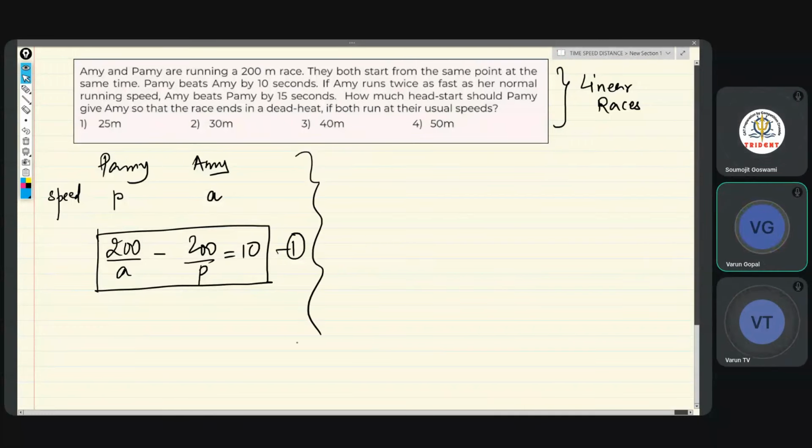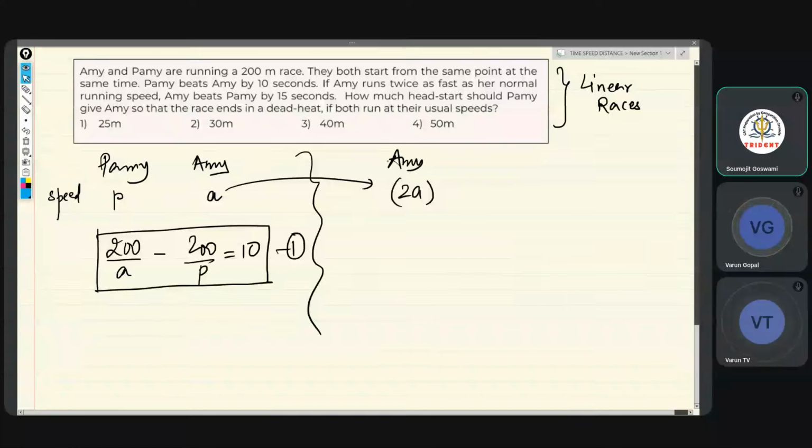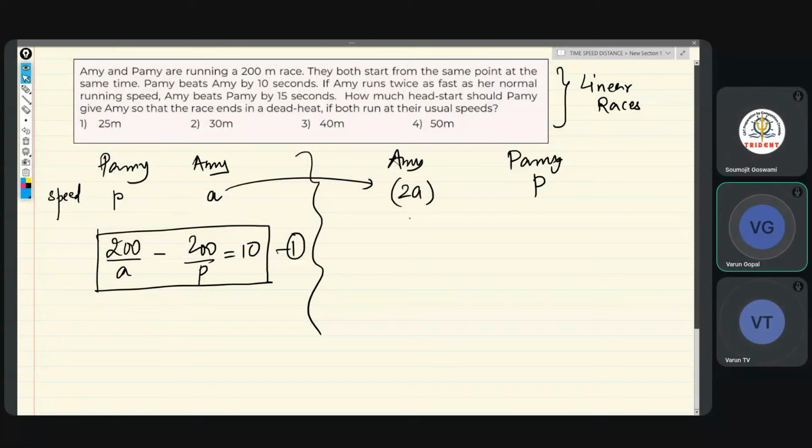Amy runs twice as fast, so 2A. Pammy still is P. That means 200 by P minus 200 by 2A. But we haven't read it yet. If Amy runs twice as fast as her normal running speed, Amy beats Pammy by, now this time around it changes. 200 by P minus 200 by 2A.